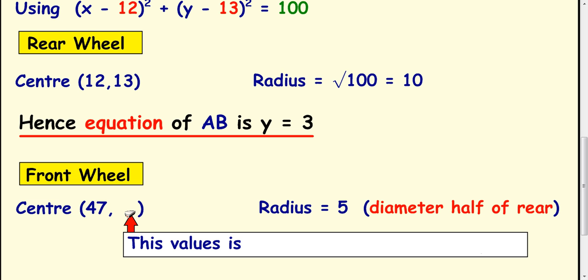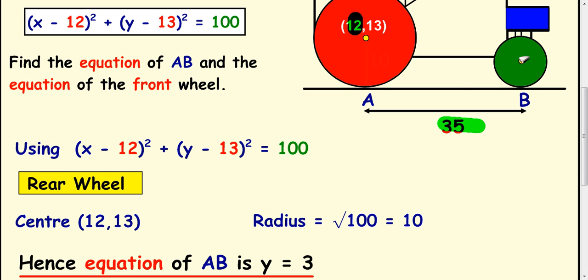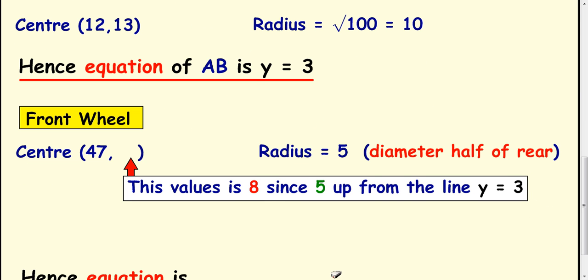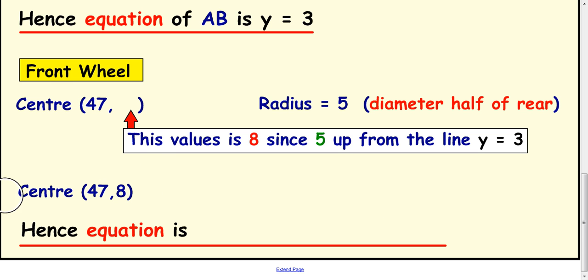Now, the last thing we have to do here really is just work out what the y value of this is. What is this bit here? Now, we already know that this line is y = 3, and we know that the radius is 5. So this is 5 higher than 3, so it must be 8, 5 up from the line y = 3. So now that we've got the centre point (47, 8), and we've got the radius, we can get the equation. (x − 47)² + (y − 8)² = 25.